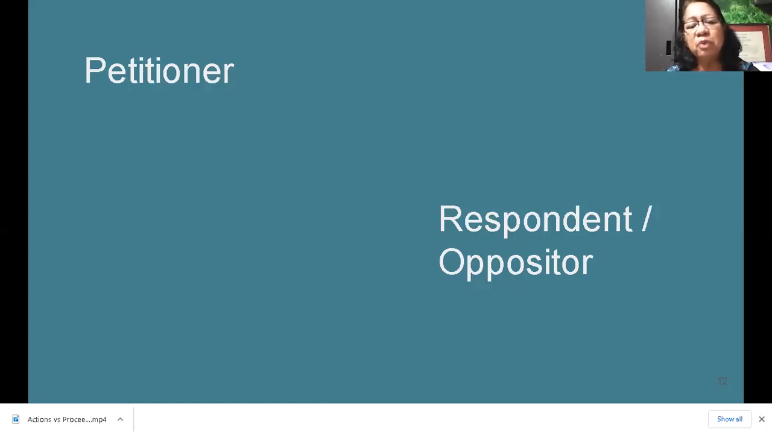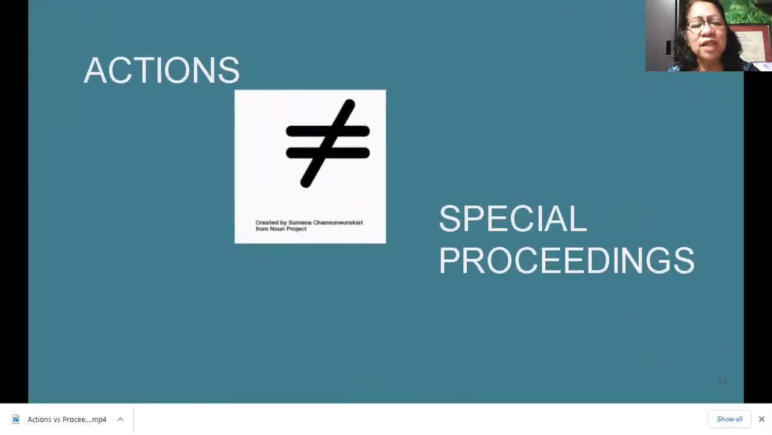And therefore, the other party is merely responding. That is why he is called the respondent. If he is opposing the petition, he will be called an oppositor. Still not a defendant because he is not defending himself from any claim. All right, so with this, you can see that there are very important differences between actions and proceedings in remedial law. Actions are not equal to special proceedings.